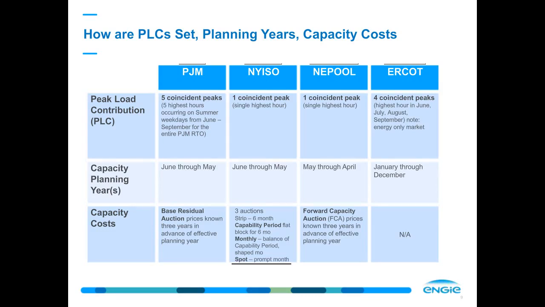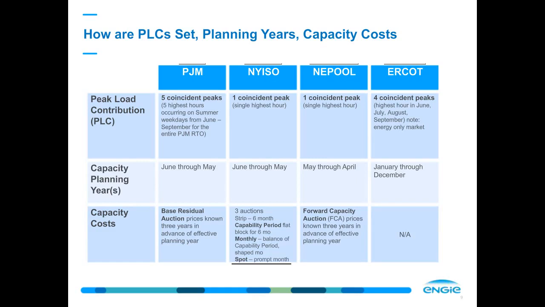And they have a similar sort of base residual auction. It's based on capability periods, and they have 3 auction strips, and that's how you're able to calculate your forward capacity costs. NEPOOL is a 1 CP event, so it's the single highest hour. Their capacity planning period is June through May. And it's based on a forward capacity auction, the FCA, so prices are also known up to 3 years in advance of the effective planning year.